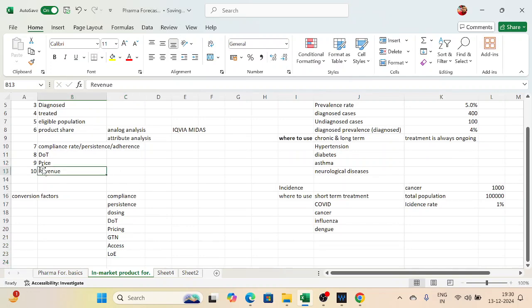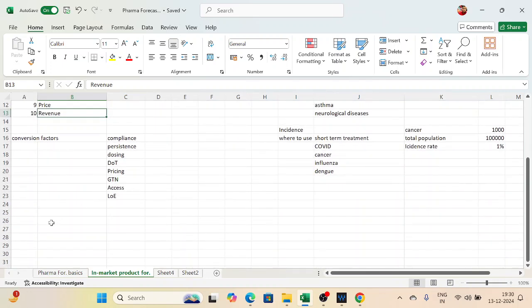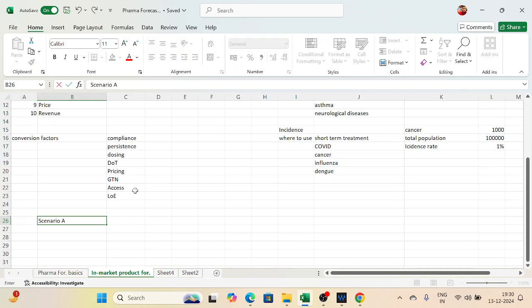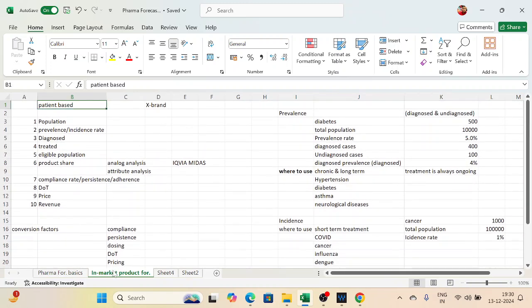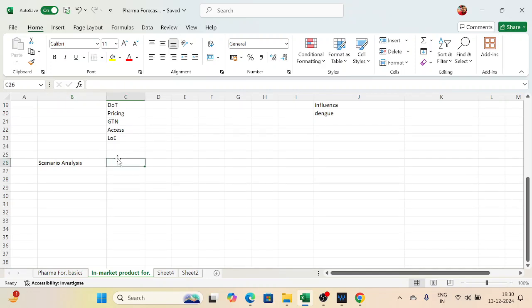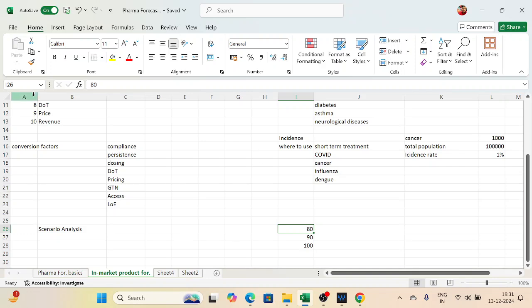After you have the revenue of your drug, you do a lot of analysis also after you have the output. Once you have the forecast result, you do the scenario analysis. What is scenario analysis? You remember we were talking about the in-market product forecast, so you still have not decided the price. Let's say you have put $80 as a price, and you want to do scenario analysis. If I keep my forecast as per $80, what will be the revenue? For $90, what will be the revenue? For $100, what will be the revenue?